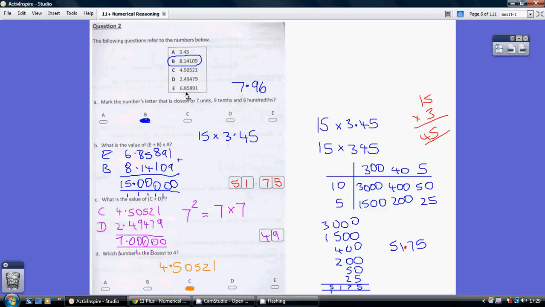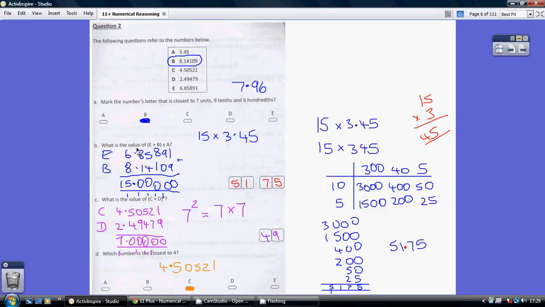Now looking at these numbers here, I guess you're really weighing up between B and E, but hopefully you can see that 7.96 is pretty close to 8.14. This one here is a bit further away, so this is the one we want, answer B.